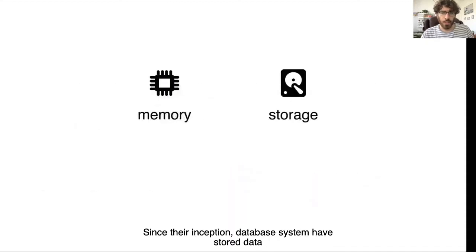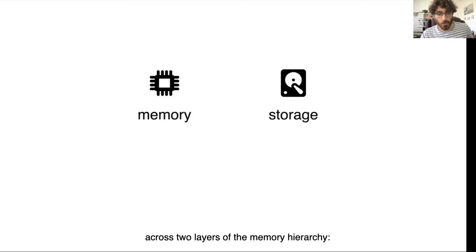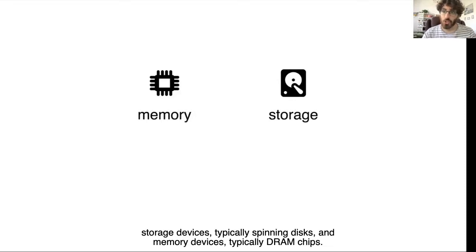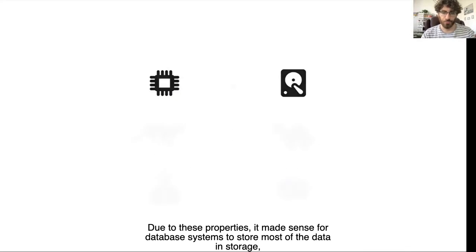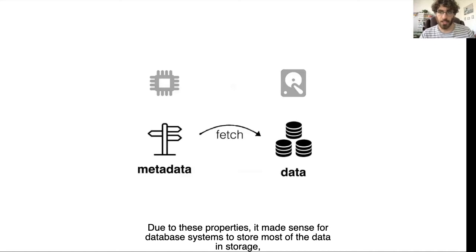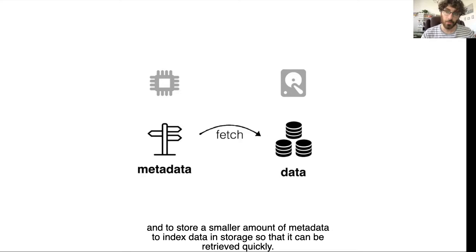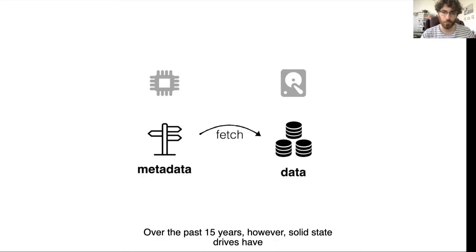Since their inception, database systems have stored data across two layers of the memory hierarchy: storage devices, typically spinning disks, and memory devices, typically DRAM chips. Memory devices are fast but expensive, while storage devices are slow but cheap. Due to these properties, it made sense for database systems to store most of the data in storage and to store a smaller amount of metadata to index data in storage so that it can be retrieved quickly.